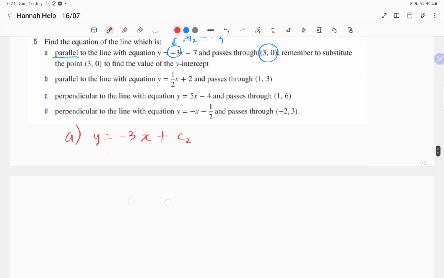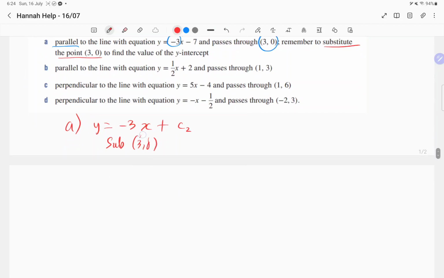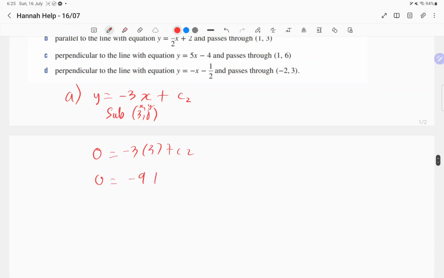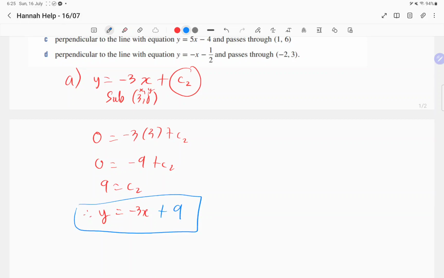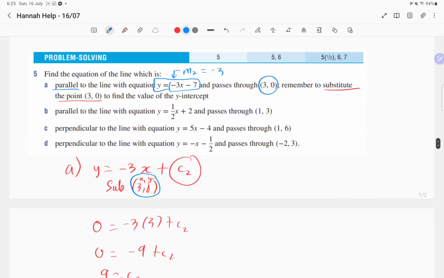Now, in order to find c2, you need to substitute the point 3, 0, which is what they're saying here. Substitute the point 3, 0 to find the y-intercept. So x equals 3 and y equals 0, right? So 0 equals -3 times 3 plus c2. So 0 equals -9 plus c2, which means c2 would be +9. Therefore, the line is y equals -3x, and then instead of c2, I'll write the answer, which is +9. That is the equation of a line that will pass through the point 3, 0 and parallel to -3x minus 7. Right? Just remember, don't get confused, this is line number 1.